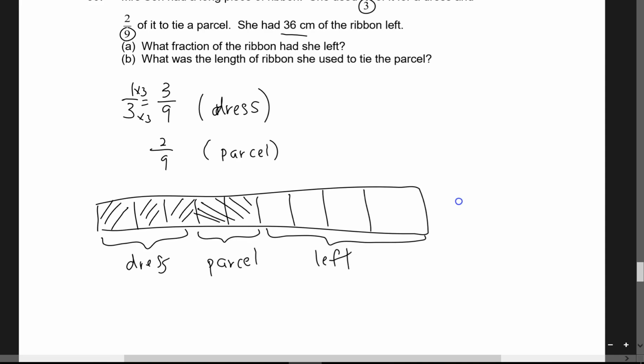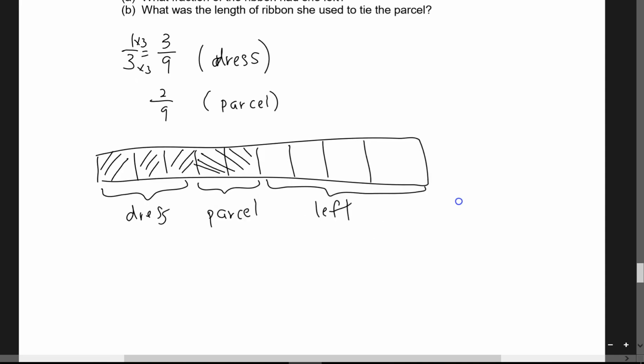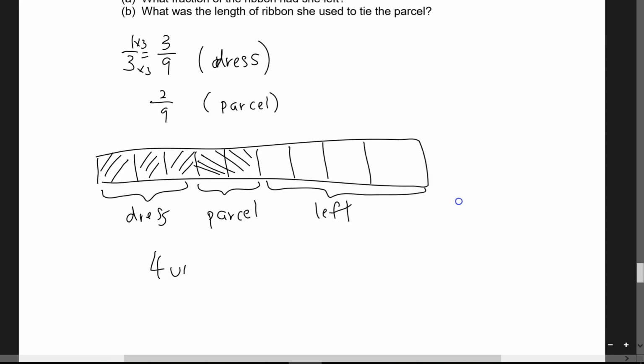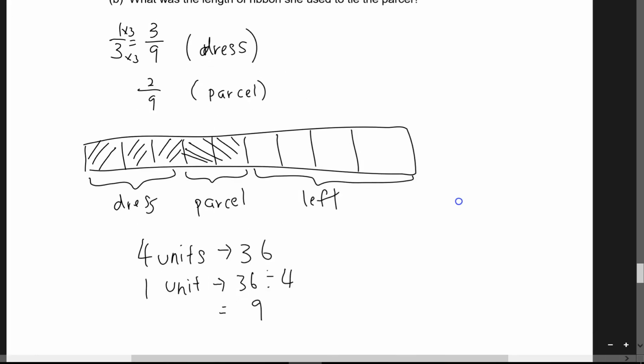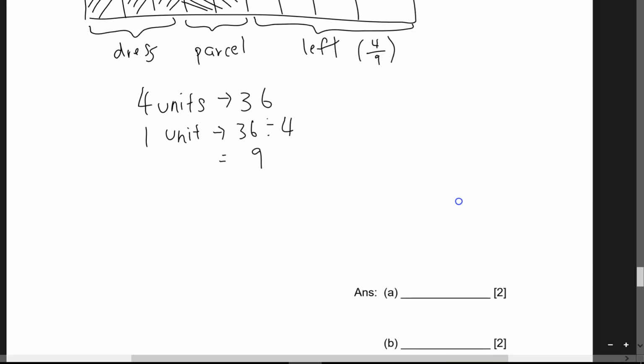Okay, and they say that there's 36 centimeters left, so I will know that the remaining 4 units is for 36. Let's always find for 1 unit. 36 divided by 4 is going to give me 9. Question is, what fraction of the ribbon had she left? So we know that this is actually 4 out of a total of 9 parts. We have already done part A by drawing it out.